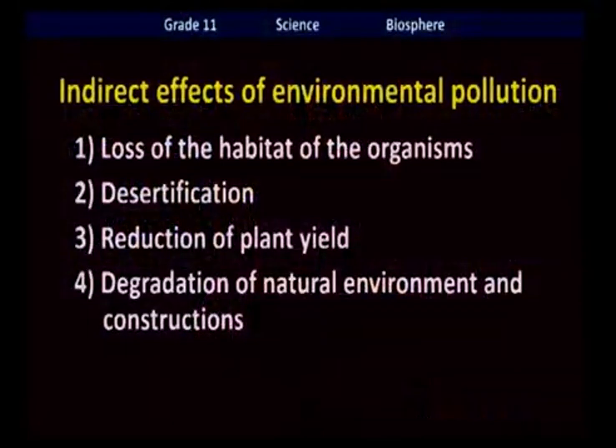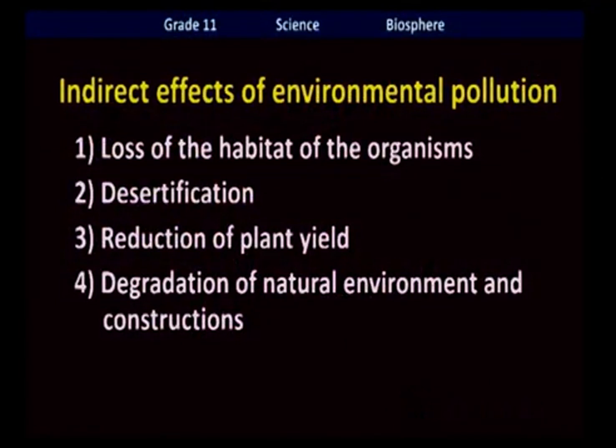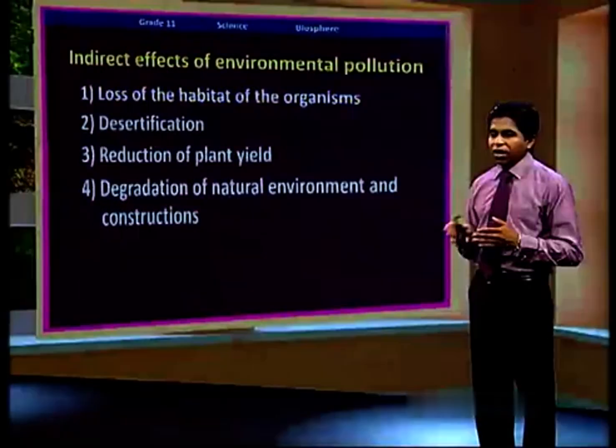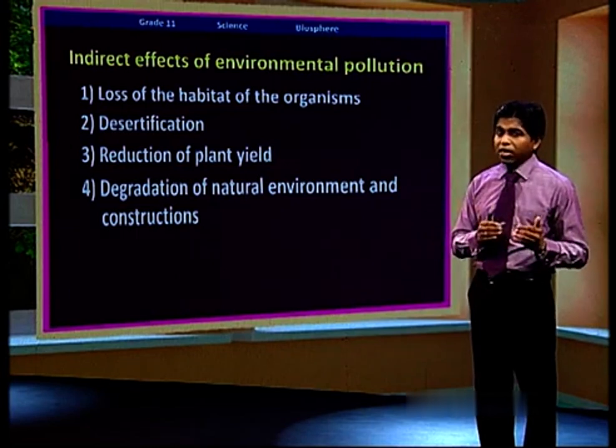Number 2, desertification, the formation of desert. Due to global warming and the increase in salinity of water and soil, the land becomes unsuitable for plant growth. That can lead to desertification, and it can lead to a food crisis also. Number 3, reduction of the plant yield. Due to environmental pollution, food production by plants will decrease, so the harvest will drop. Number 4, degradation of natural and man-made constructions. For example, due to acid rain, the Taj Mahal and metallic constructions can erode. In the natural environment also, for example, burning of plant leaves by acid rain. Therefore, direct effects can lead to indirect effects.